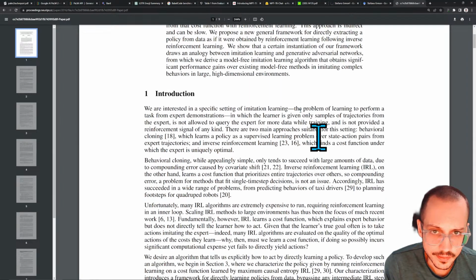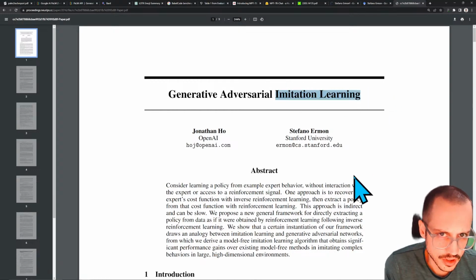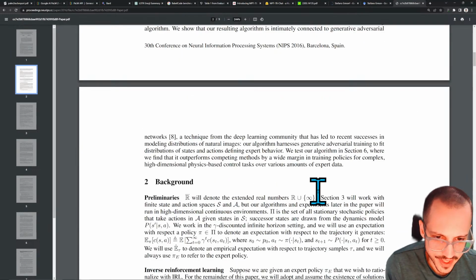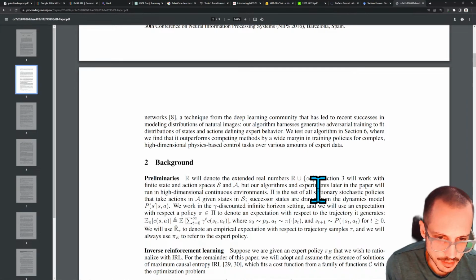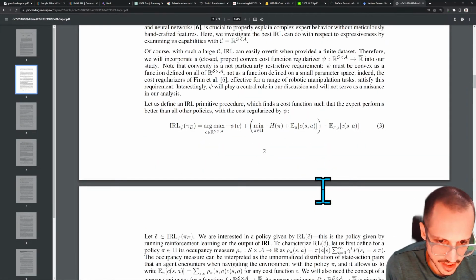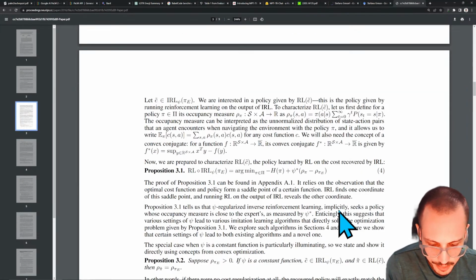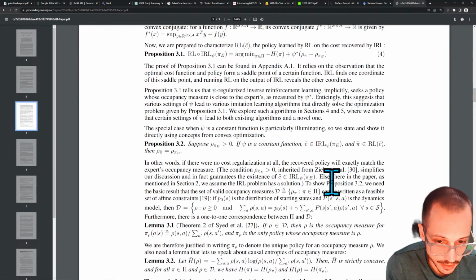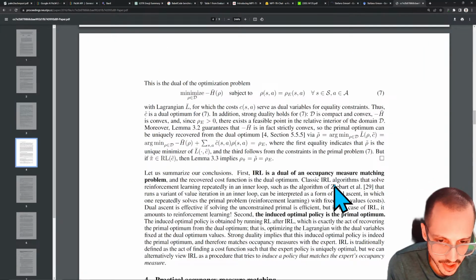So imitation learning, sometimes also called behavior cloning, is when you have a bunch of expert trajectories of something and then you try to basically match that. It's kind of like the same idea as distilling, except rather than distilling from a teacher network into a student network, you're distilling from a human policy into a student policy.